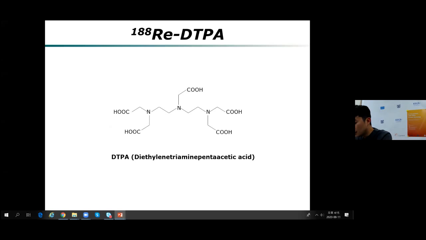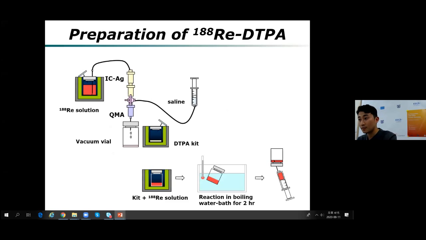So I already told you that technetium and rhenium have relatively similar physical properties, so they also show a similar labeling process. Because of that property, we used rhenium-188 for the DTPA labeling. But the DTPA labeling step of rhenium is somewhat different, especially in the reaction condition.